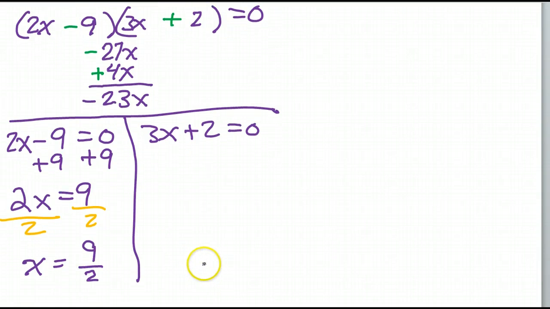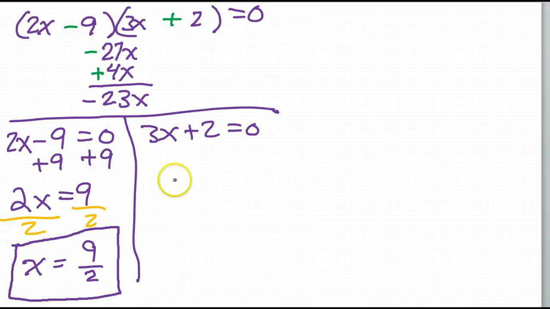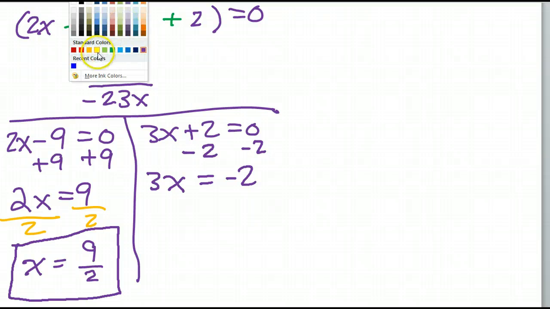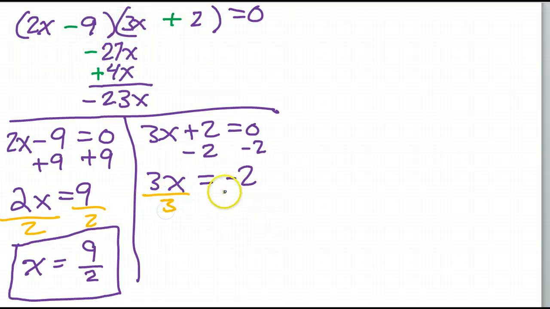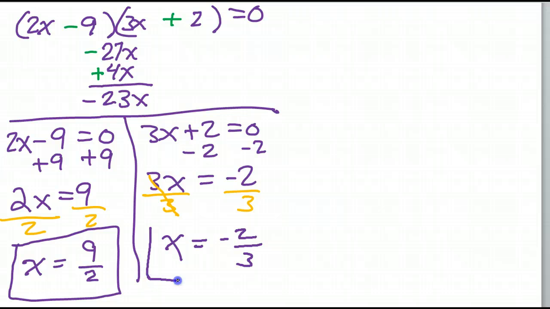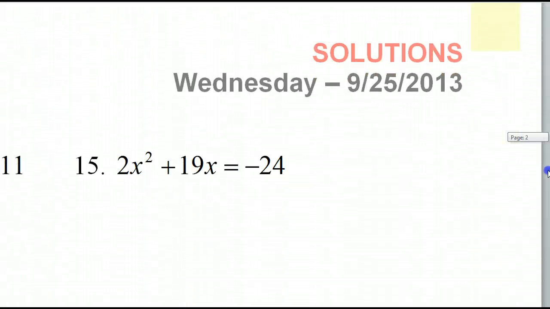Guys, go ahead and leave it as a fraction. I don't need any decimals. So that would be that one. Meanwhile, over here, if I subtract 2 from both sides, then I have 3x equals negative 2. And then I can go ahead and divide both sides by 3. And that's going to give me x is equal to negative 2 over 3. So those would be my two solutions, my friends. So that's number 12. Alright?